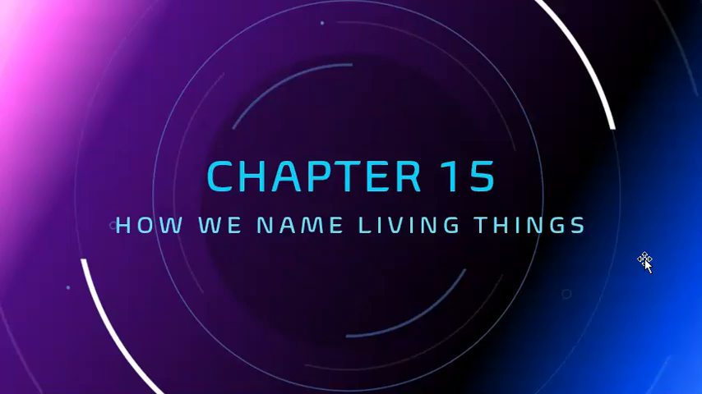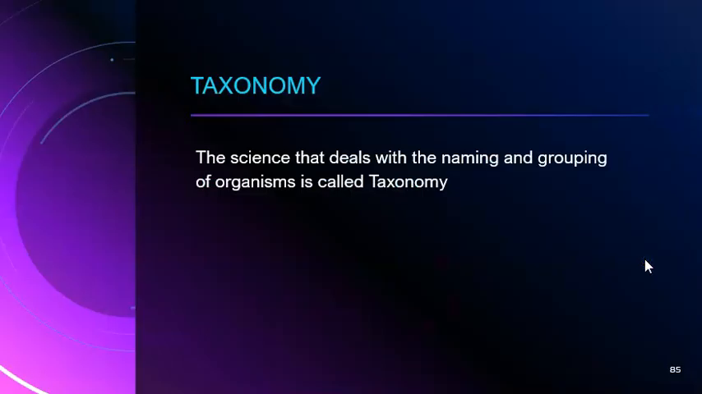Now we're on to chapter 15. This was a short chapter on how we name living things scientifically. Anytime we're talking about the naming science, that's taxonomy. So taxonomy is the science that deals with the naming and grouping of organisms.